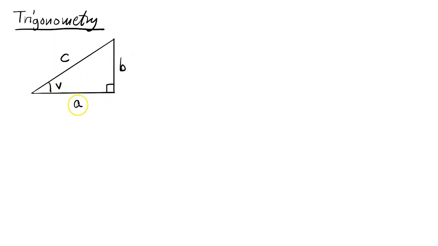For a right triangle, if you take the adjacent cathetus to an angle and divide that by the hypotenuse, that you call the cosine of the angle. So that's just a symbol for this quotient. So this divided by that.